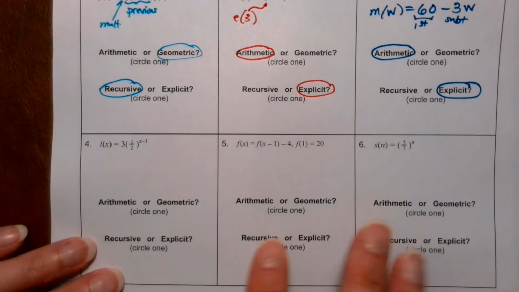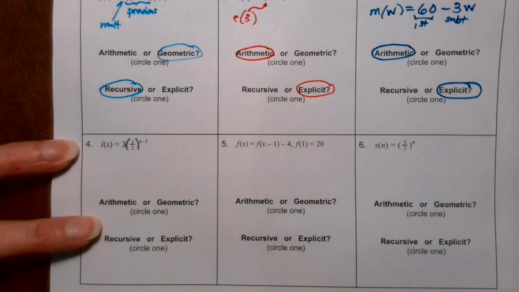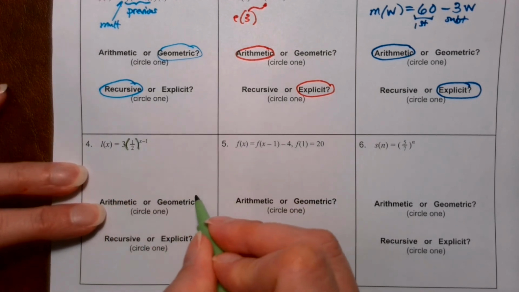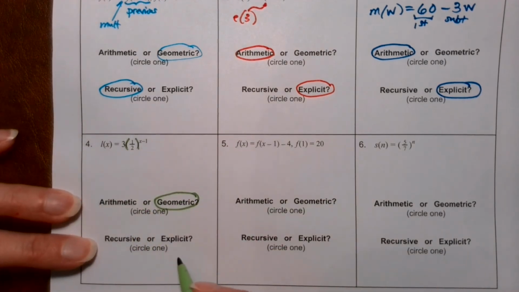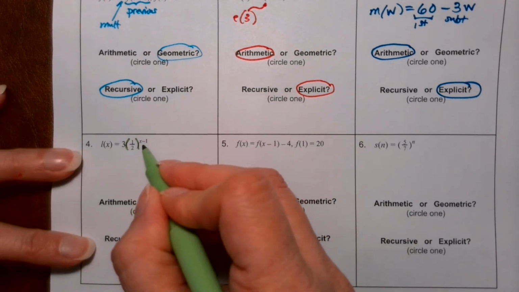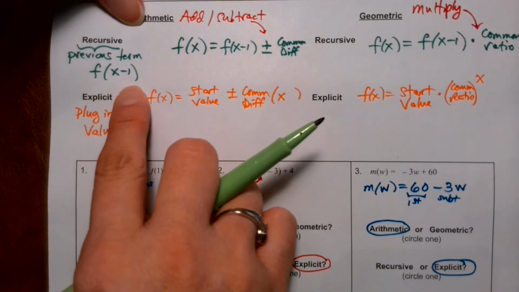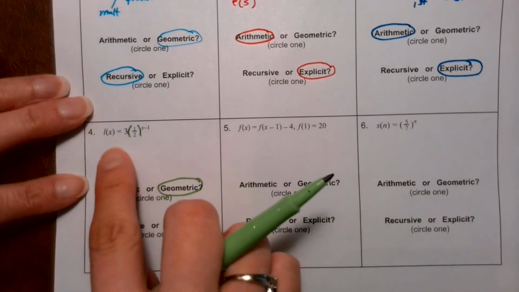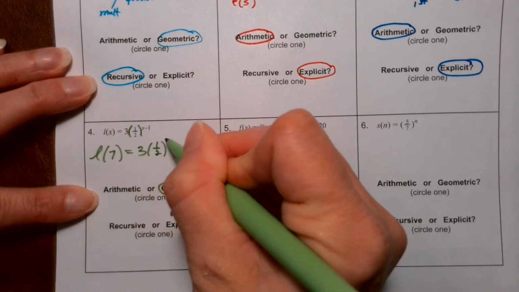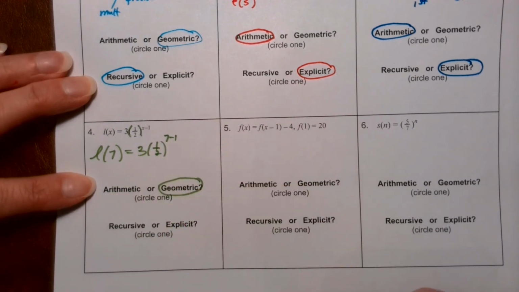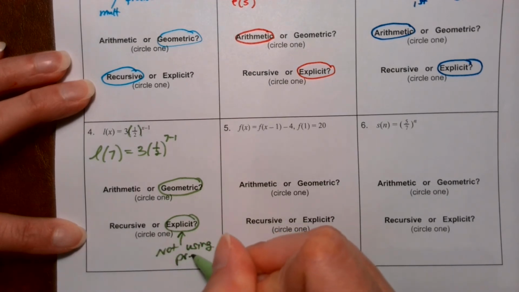Okay, let's take a look at this next one right here. I see 3 times 1/2, times 1/2 to the power of. So whenever I see multiply, I know it's geometric. Okay, and exponents mean that it's times 1/2 times 1/2. Now, is it recursive or explicit? Some people get a little confused because it says x minus 1, but it does not say f of x minus 1. Okay, so it's not using the previous term. What this is doing is letting any value of x go in. So if I want to do L of 7, I could plug in the number 7 and calculate the 7th term. So this is explicit, because it's not using the previous term.